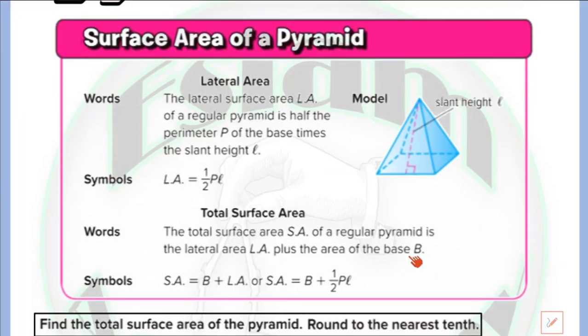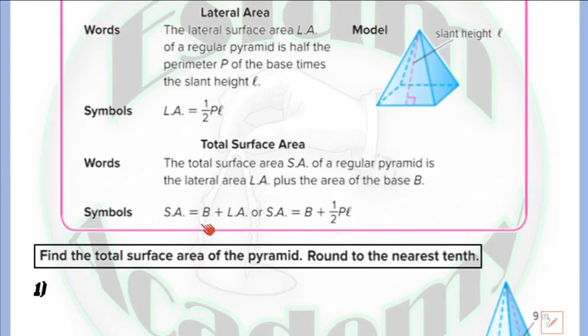To find the surface area, we just need to find the area of the base and add it to the lateral surface area. So the surface area now will be equal to the area of the base plus the lateral surface area. Or the surface area will be the area of the base plus half multiplied by the perimeter of the base multiplied by the slant height.